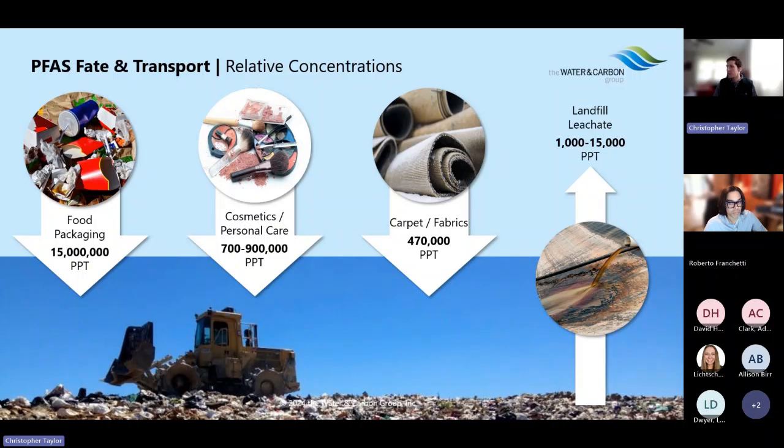Teflon, even water resistant jackets have PFAS. So all these different types of products, unfortunately for us, end up in landfills, and we're the ones that have to deal with the problem because that's where it's all going, right? So we are the recipients of this problem, and we're left to be the ones to deal with it because the landfill itself is one of the largest point sources.